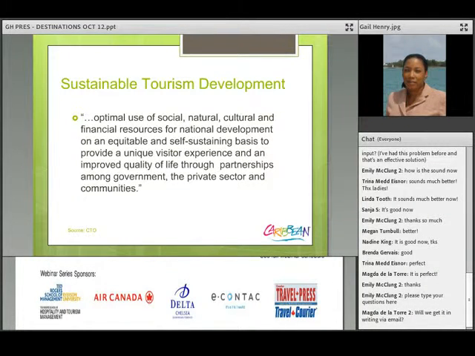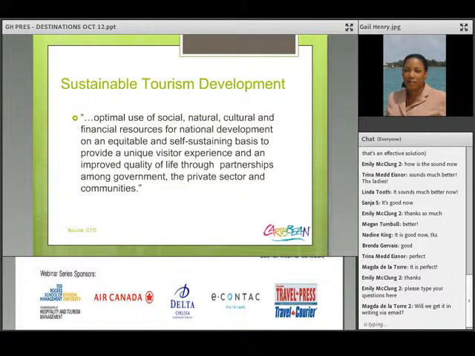Jacqueline mentioned a definition of sustainable tourism before, and there are many, as she mentioned, but the Caribbean Tourism Organization some years ago actually developed its own definition of sustainable tourism, which is quite similar to the one that she quoted from the UN World Tourism Organization. Ours focuses on defining sustainable tourism as the optimal use of social, natural, cultural, and financial resources for national development in a way that is equitable and self-sustaining, with the aim of providing a unique visitor experience as well as an improved quality of life through partnerships among government, the private sector, and communities.